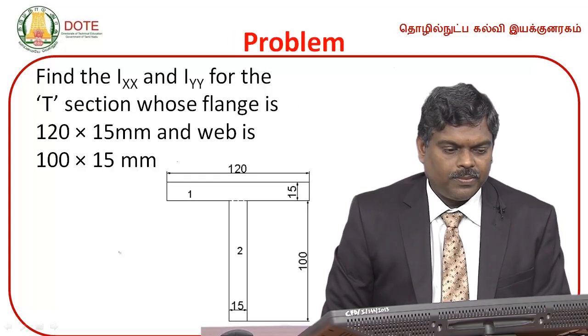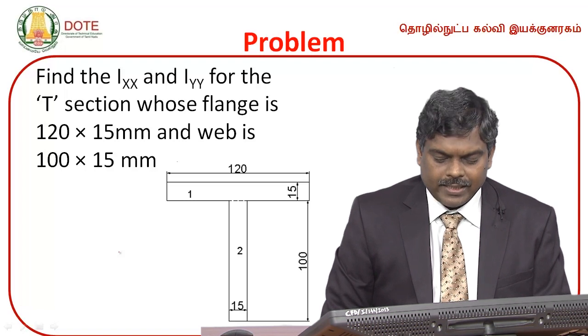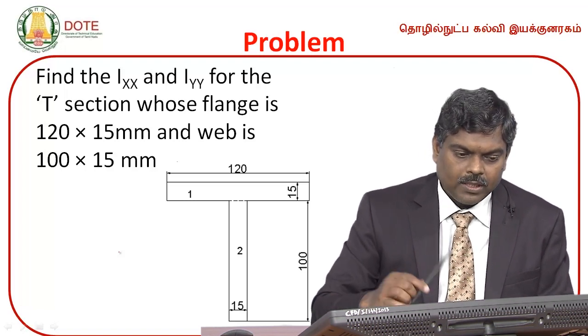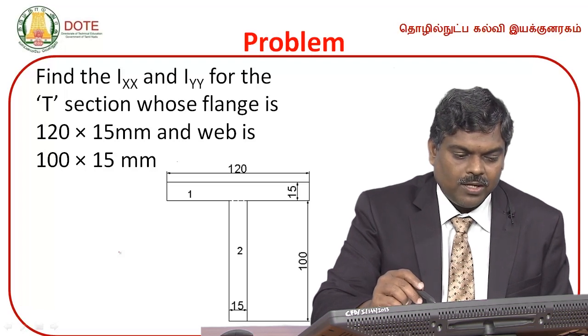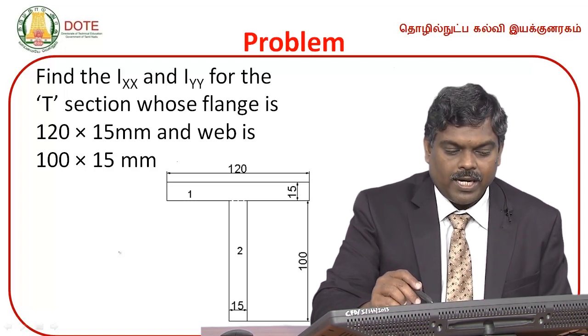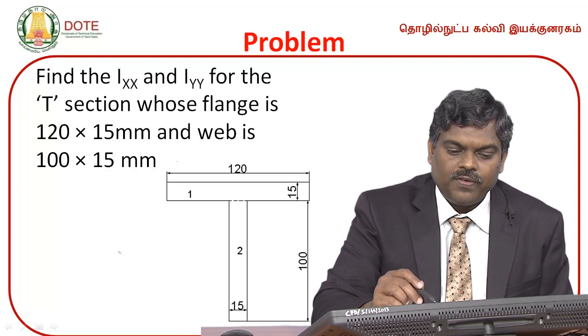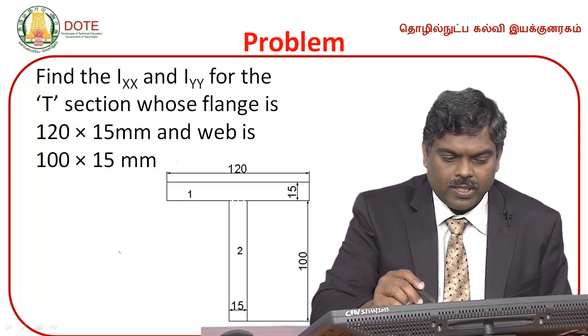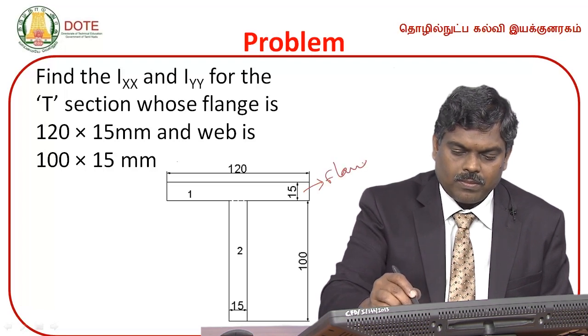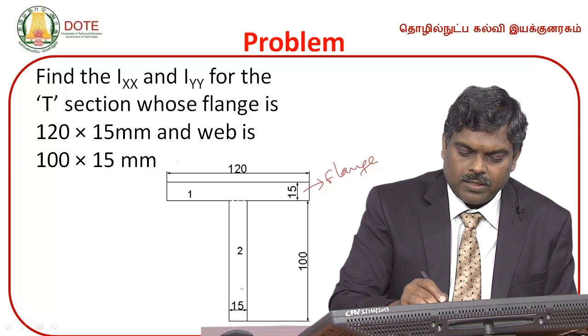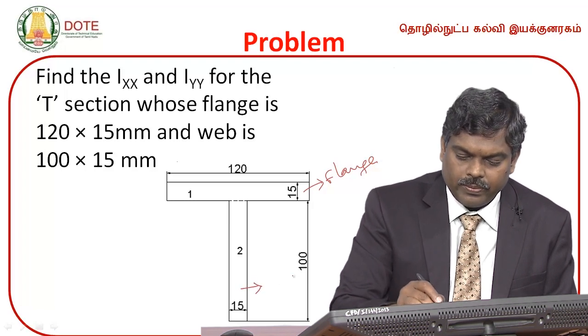Look at the problem. A T section is given. Find the Ixx and Iyy for the given T section whose flange is 120 cross 15 mm and the web is 100 cross 15 mm. Okay, so this is our flange and this is our web.